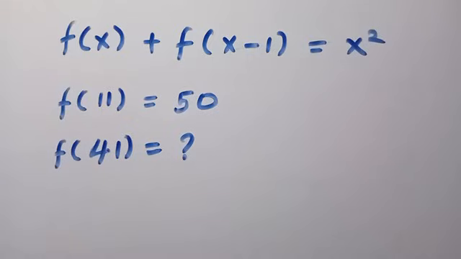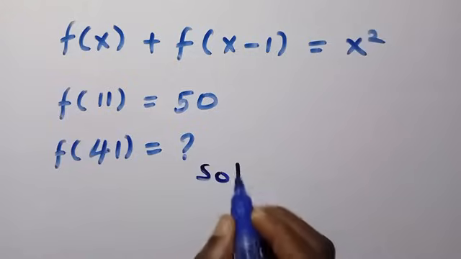How to solve these nice functional equations? We are given f(x) + f(x − 1) = x². And we are also given f(11), which is 50, but we want to find f(41). Since 41 is more than 11, and f(11) is 50, the answer we get will be more than 50. So let's see how we can solve this problem.